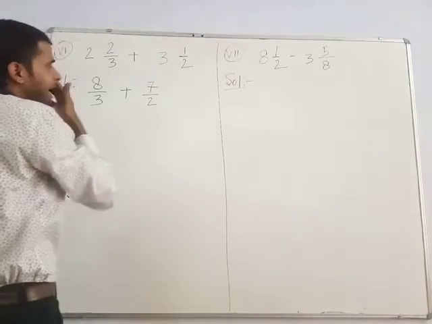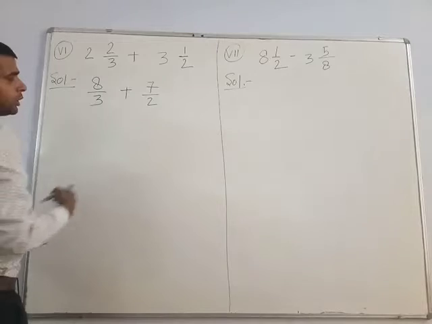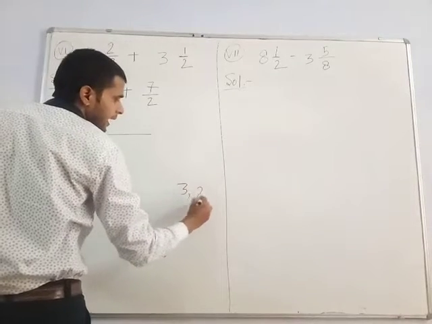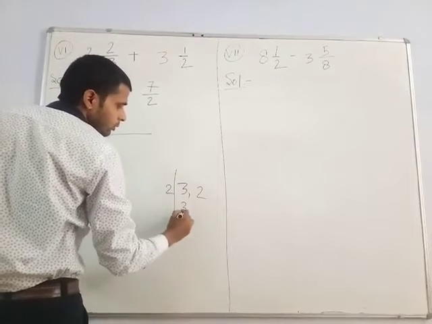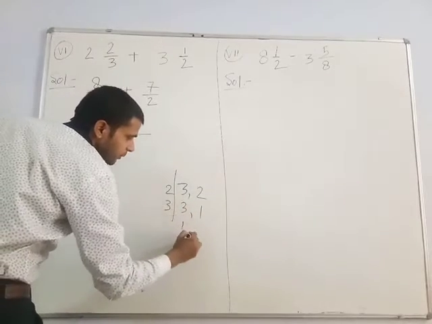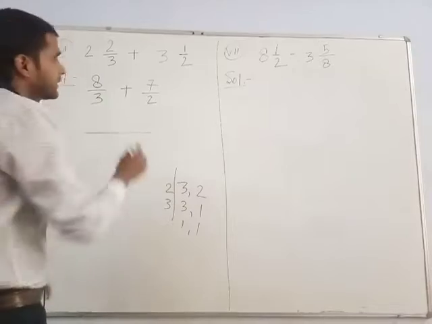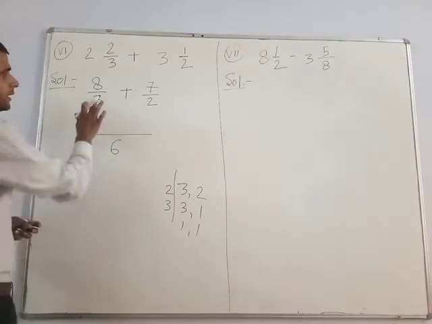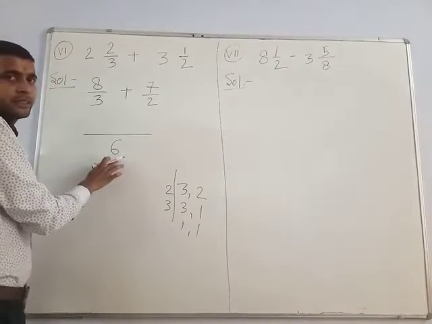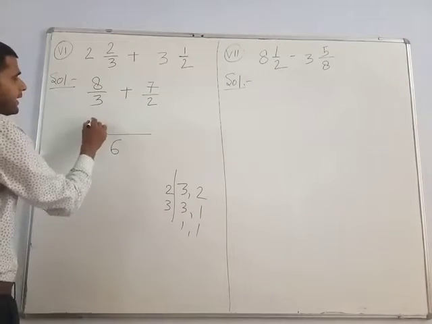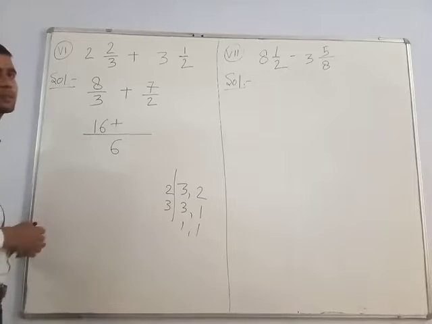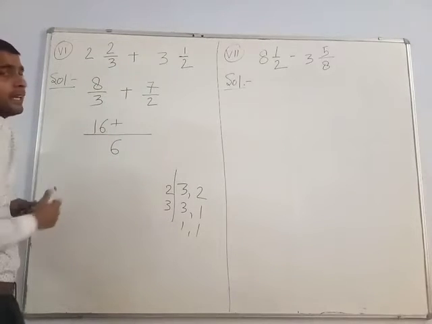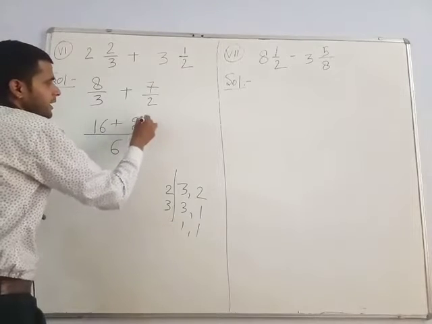So you have to take the LCM of 3 and 2. The LCM of 3 and 2 is 6. 6 divided by 3, 2 times 8 is 16. Plus 6 divided by 2, 3 times 7 is 21.